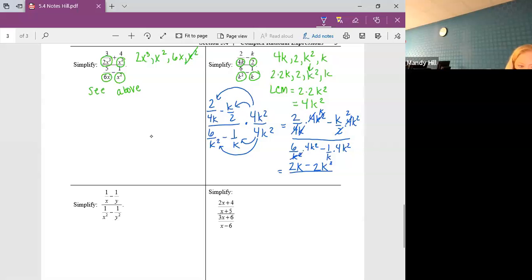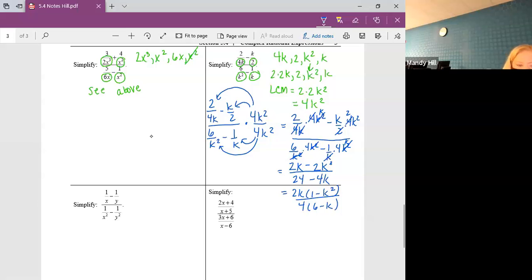On the bottom, the K squareds will cancel out here, so I'm left with 6 times 4, which is 24. K to the first will take away one of these K squared, so I'm left with minus 1 times 4, but we still have a K because we just removed one of them. So minus 4K. Okay, when I'm looking at the top, I can pull 2K out of both of those. That's going to leave me with 1 minus K squared. And on the bottom, we got 24 and 4. We can pull a 4 out of both of those, which is going to be 6 minus K.